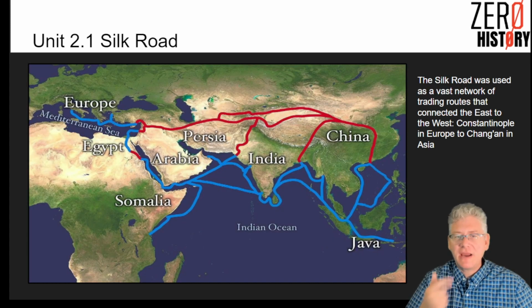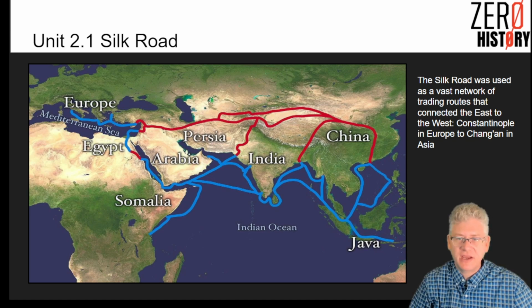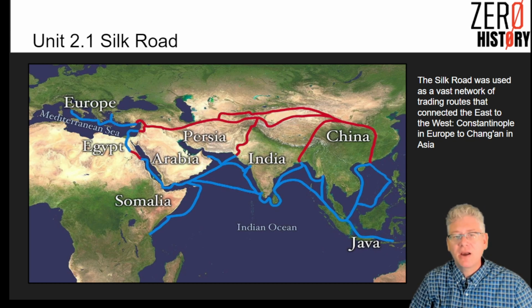All right, if we look here at this little map of the Silk Road and also some other trading routes, the Silk Road, again, as a definition, was a vast network of trading routes that connected the east to the west. Essentially, Constantinople is going to be in the west, at the end part of that red there, all the way to Chang'an in Asia, which is the capital of China. Now, I like this map because it also shows the blue routes. So the Silk Road is only the red routes.